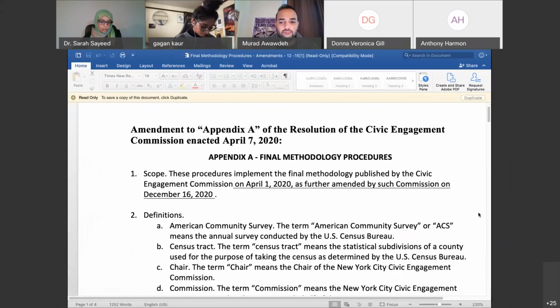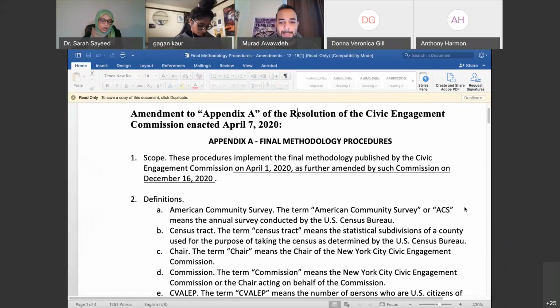Our methodology, that's one challenge. And we have not just the general and the primary, but we have several specials coming up. Our budget is currently for the general and the primary and one special. So that's an issue we have to solve for.